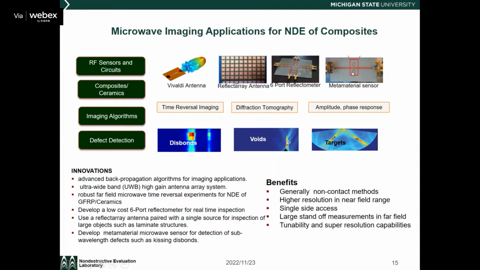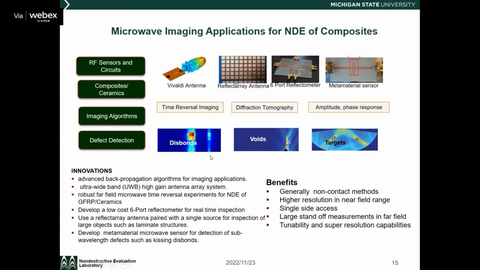And there are publications in our group. I do not cover metamaterial in my inverse problem section, but you can also refer to papers we published on the metamaterial geometry. But the idea here is everything is working in the microwave frequency range. You can have time reversal imaging, where we talk about inversion of it. You can have diffraction tomography, or you can just look at the amplitude and phase response of it, and you can get different images.